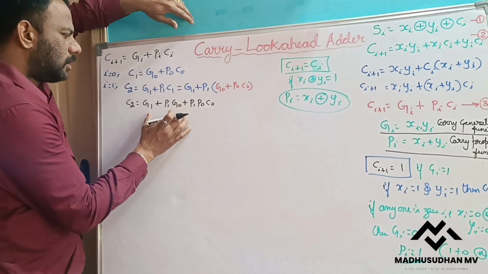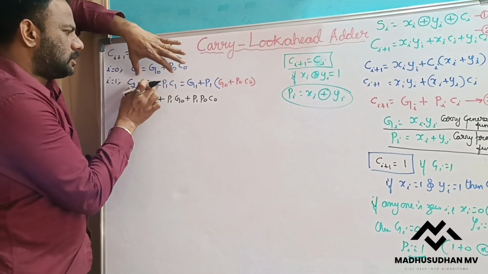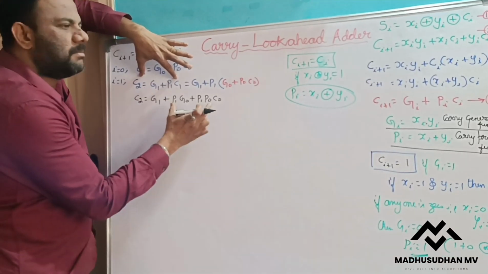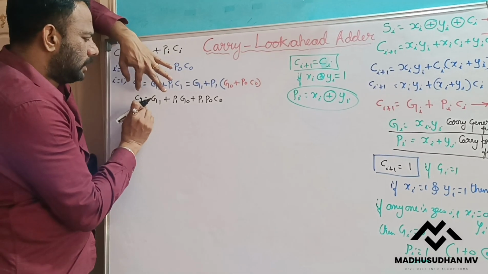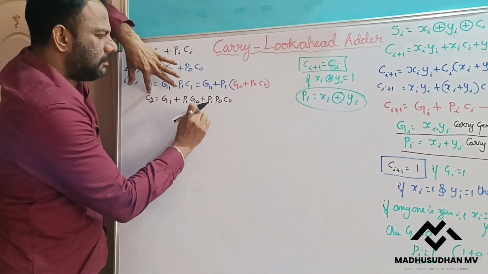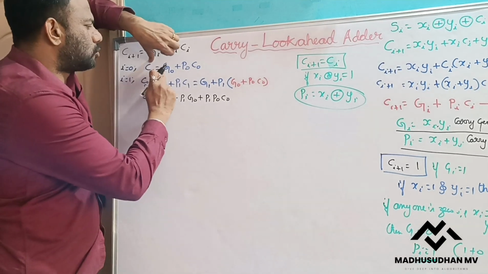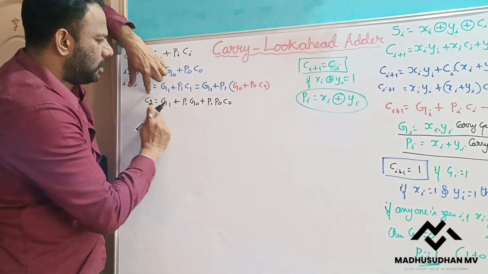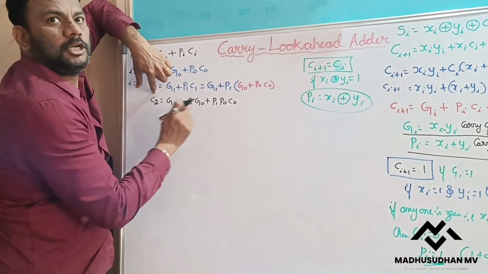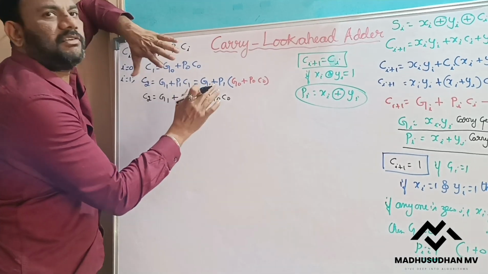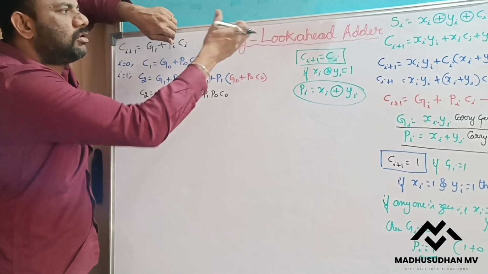Now if you observe, actually C2 is depending on C1, but we have eliminated that now. See, there is no C1 anywhere in this equation, only C0. That means C1 is depending on C0, and C2 is also depending on C0. C2 is not depending on C1, this dependence has been eliminated. That's the beauty of this logic.